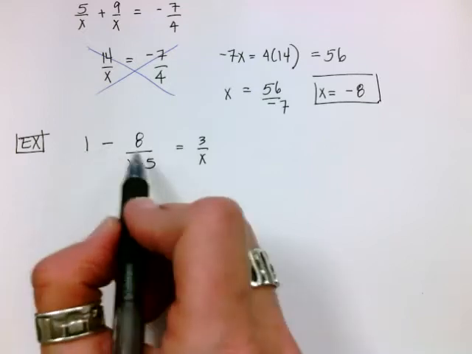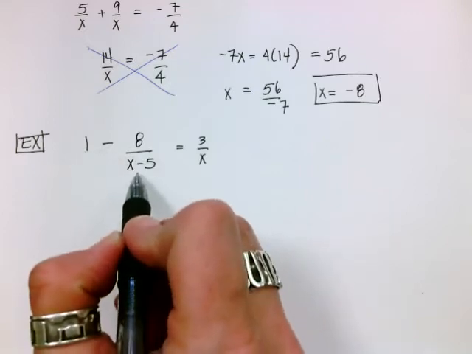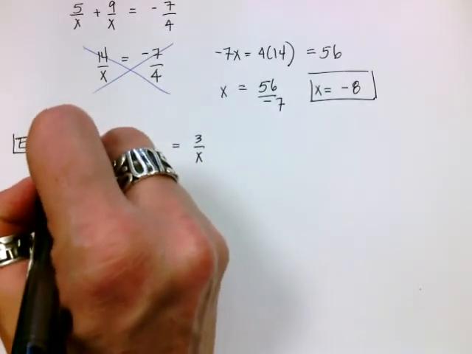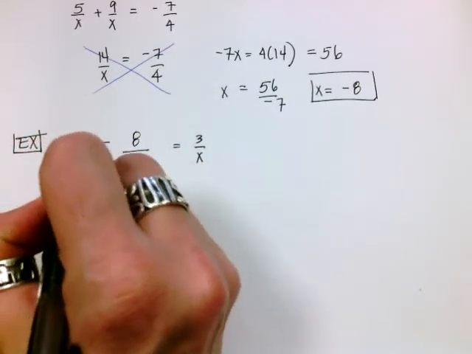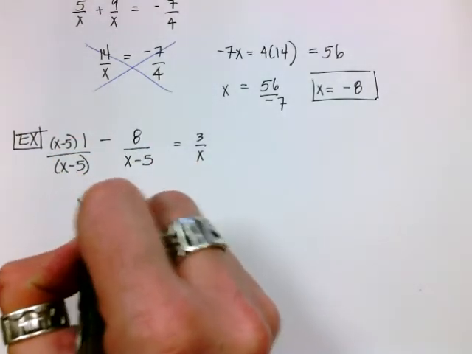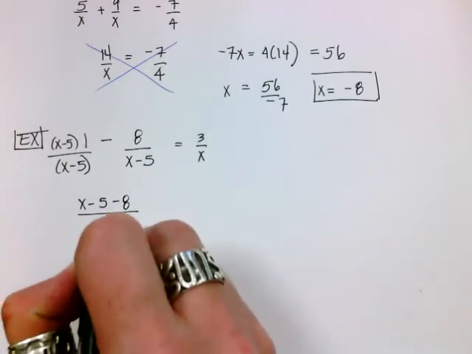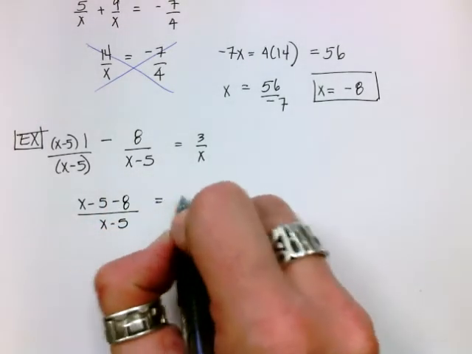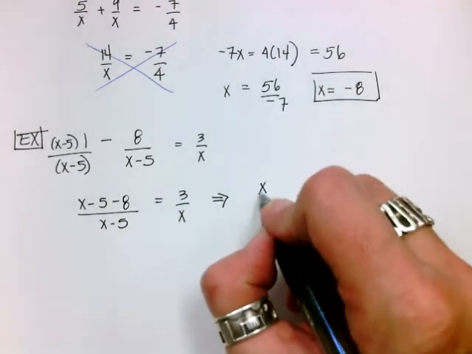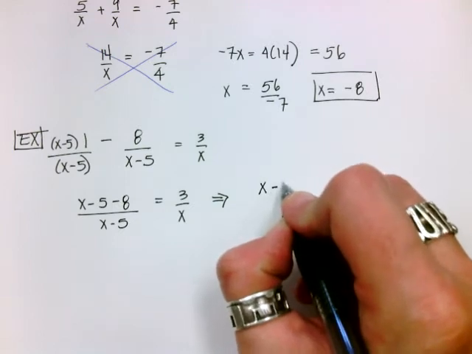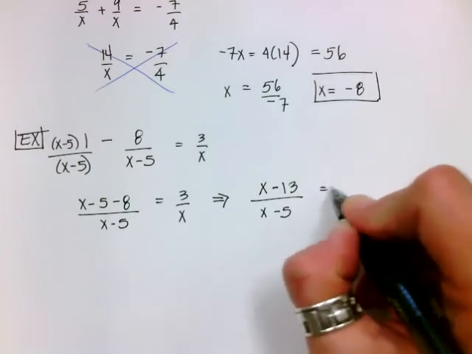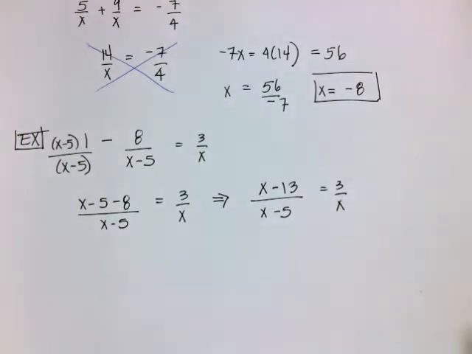I need to be able to put the 1 with this fraction. On the left-hand side, my lowest common denominator is x minus 5, so I'm going to multiply by x minus 5 over x minus 5. So if I simplify the left, I'm going to get x minus 5 minus 8 over x minus 5, and that's going to equal 3 over x. And then if I simplify one more time, I'm going to get x minus 13 over x minus 5 is going to equal 3 over x.